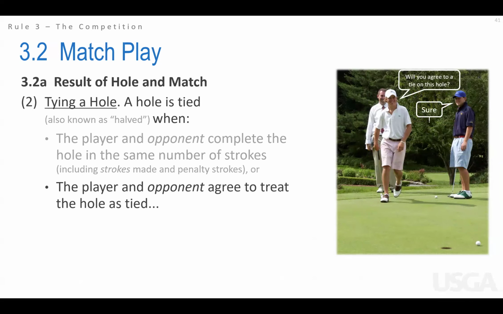Or there's a possibility we can treat the hole as tied. Maybe we both hit a ball out of bounds. Neither of us likes this hole. We don't play it well. We can just agree that that hole is tied. Let's move on to the next one.